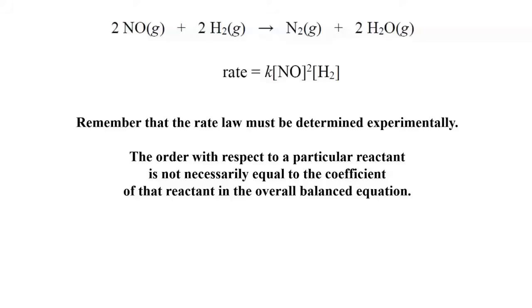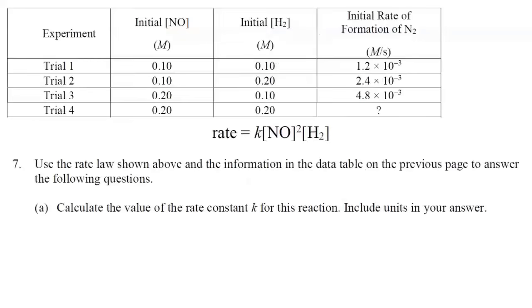Remember that the rate law must be determined experimentally. The order with respect to a particular reactant is not necessarily equal to the coefficient of that reactant in the overall balanced chemical equation. So the fact that it's first order with respect to hydrogen, but it happens to have a coefficient of 2 in the overall balanced chemical equation, reminds us that the rate law must be determined experimentally. So we knew it was first order with respect to hydrogen based on the data in the experimental table. All right, now on to question 7.